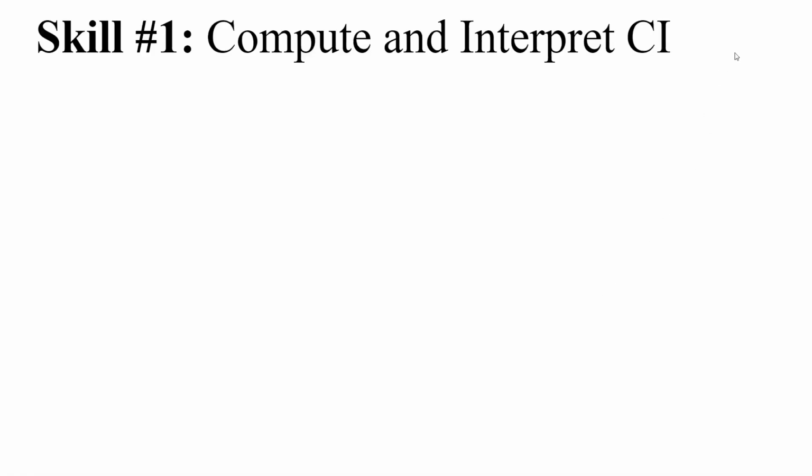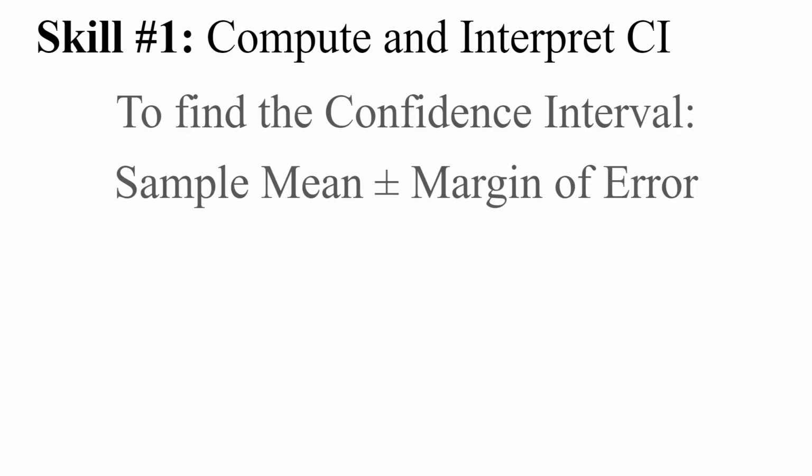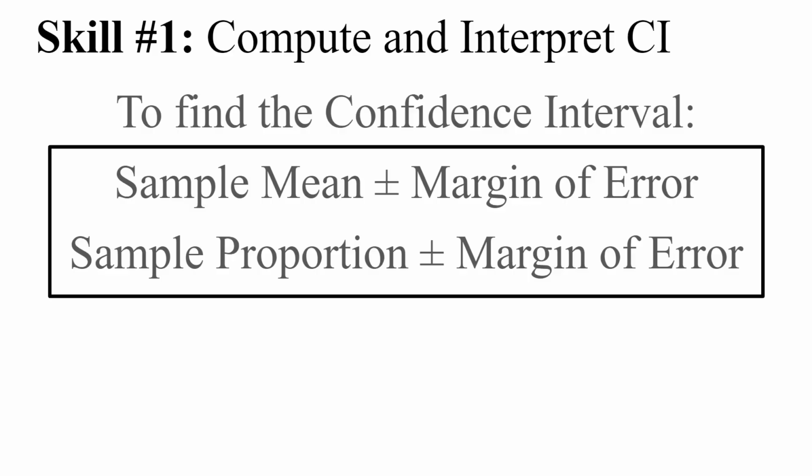Okay, skill number 1 is to compute and interpret the confidence interval. So to find the confidence interval, we're going to use the following kind of equations, you could call them. Sample mean plus or minus the margin of error. Or if it's a proportion problem, we use the sample proportion plus or minus the margin of error. Now note that it's not like the quadratic formula where you get 2 numbers and those are both possible answers. No, these are telling you bounds for a range of values for your confidence interval.